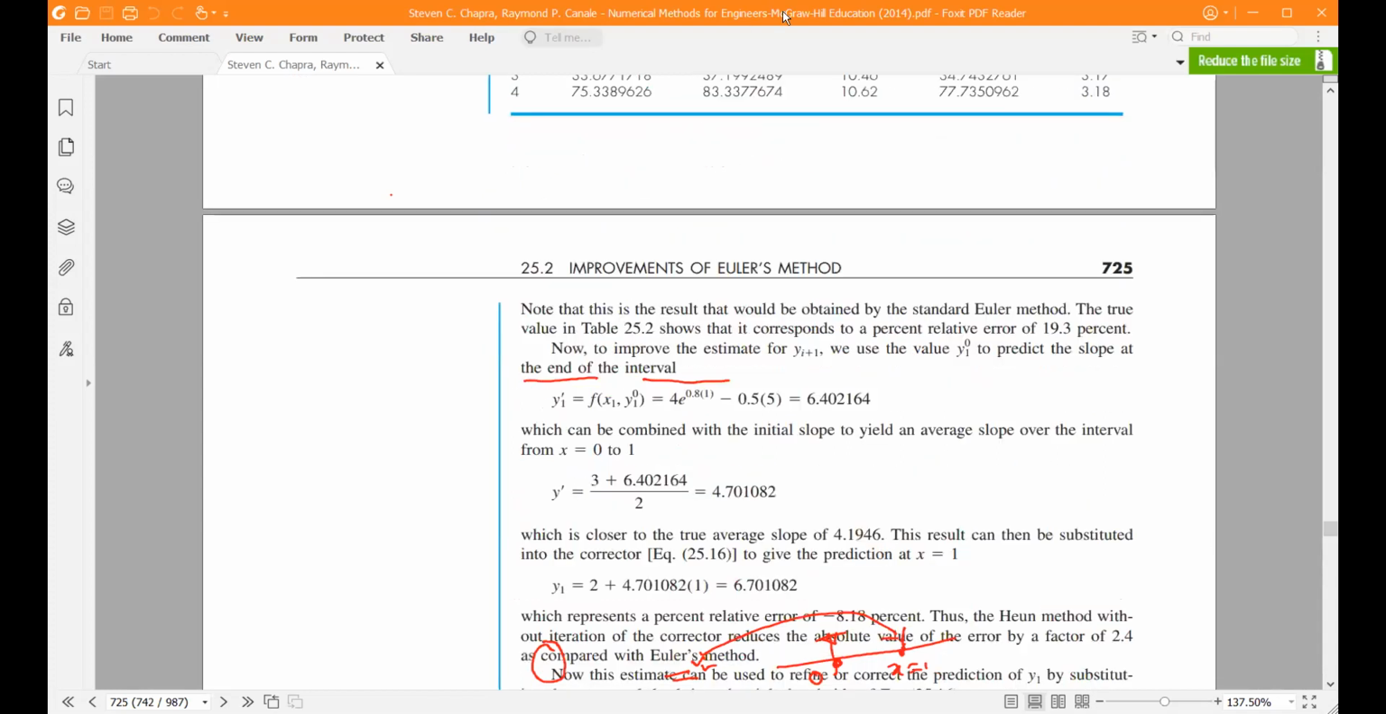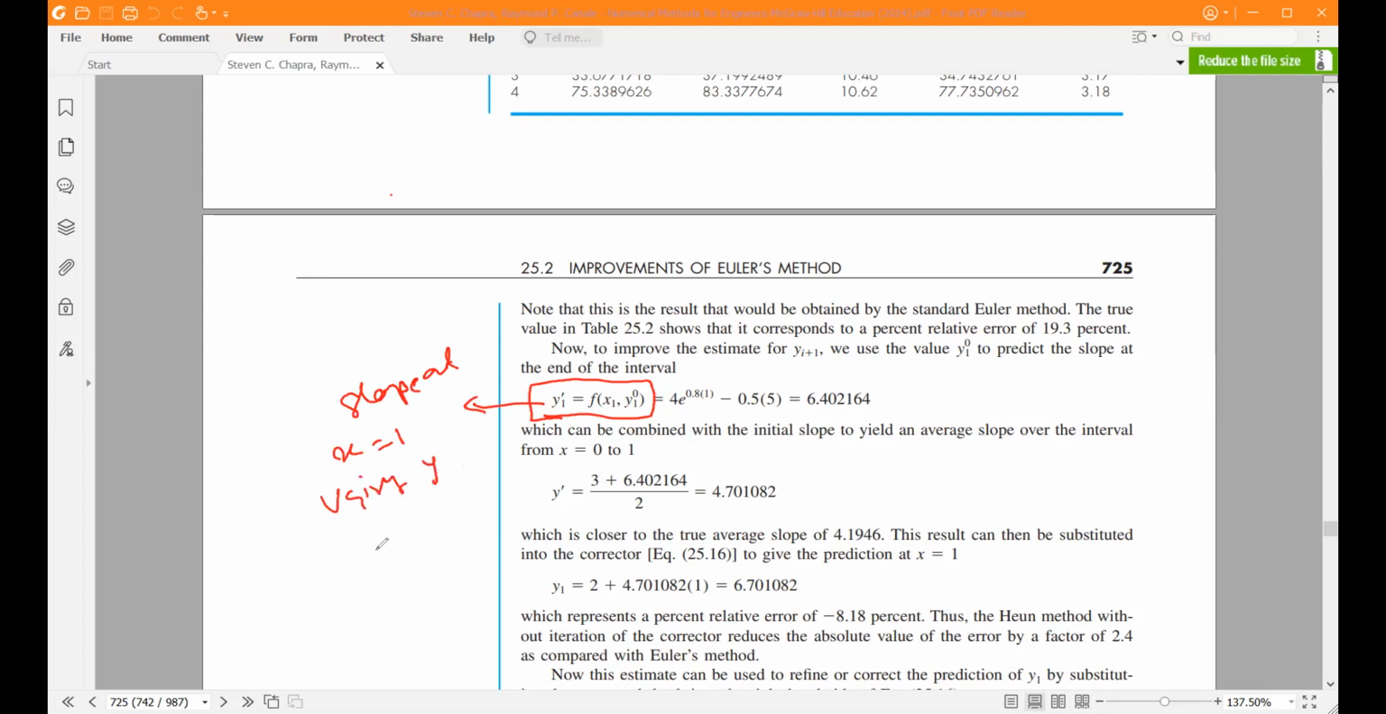The general equation is also written there just to help you understand how the algorithm is being used. This is the general expression. This is your slope, not the value of your function. This is your slope at x equal to 1 using y1 0, isn't it? Yes, sir. So this is the slope.